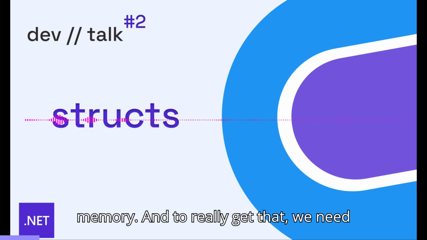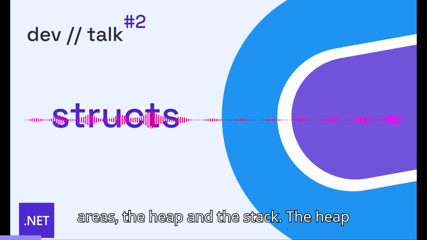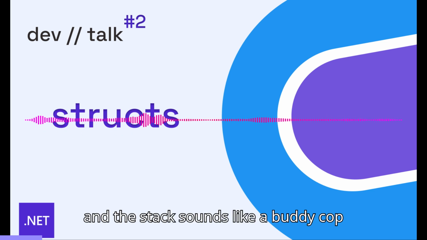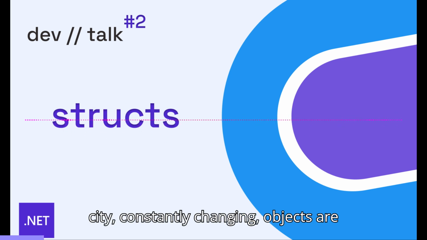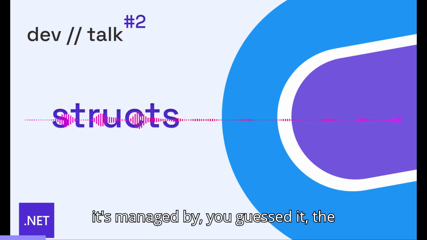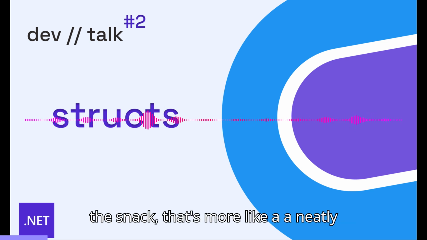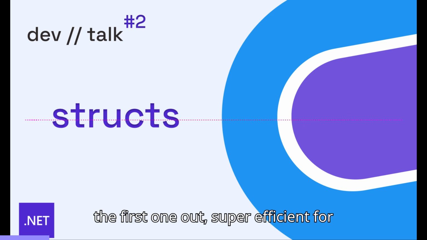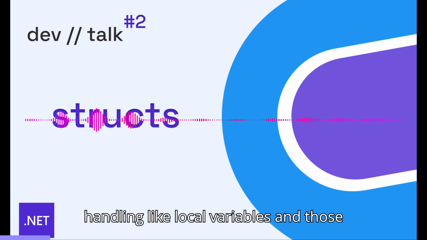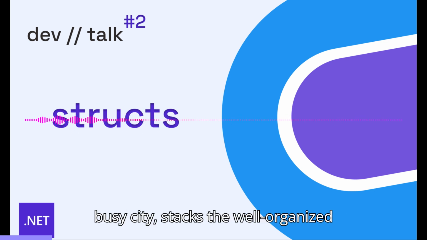And to really get that, we need to talk about the two main memory areas, the heap and the stack. The heap and the stack sounds like a buddy cop movie, right? It does. All right, so think of the heap like a big, bustling city, constantly changing. Objects are allocated there as you need them, and it's managed by, you guessed it, the garbage collector. Keeps things tidy. Now the stack, that's more like a neatly organized stack of plates. Last one in is the first one out. Super efficient for handling local variables and those quick function calls. Okay, so the heap's the busy city, the stack's the well-organized library.